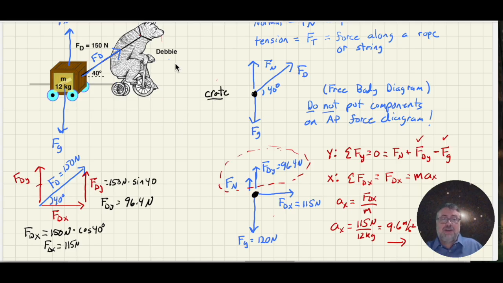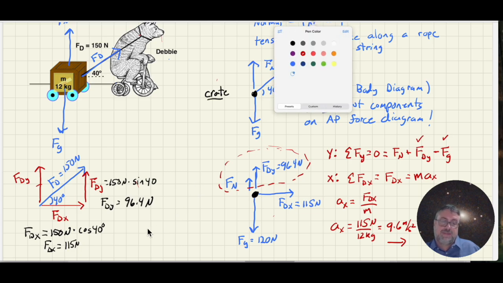Debbie's a big girl. She's a bear on a bike. She can pull a lot harder than 150 newtons. What would happen if Debbie pulled so hard that the y component of her force was larger than the weight of the box? That is, what would happen if F_Dy was greater than 120 newtons?